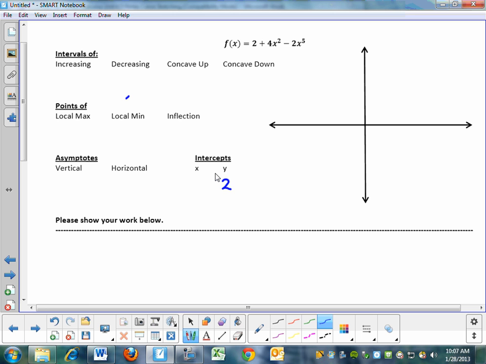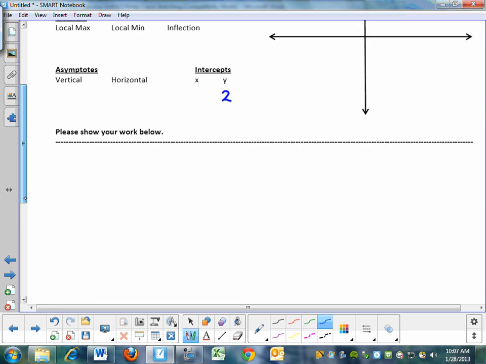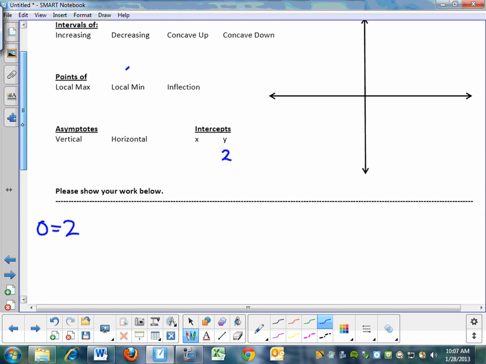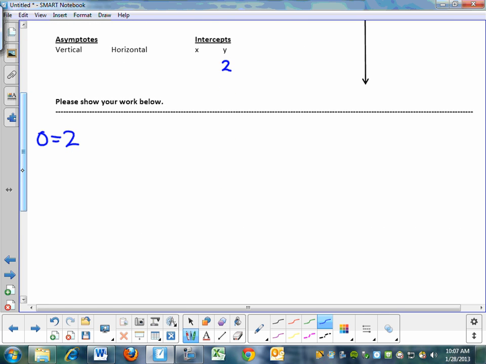How do we find the x-intercept? Plug in 0 for the function value. And we get 0 equals 2 plus 4x squared minus 2x to the fifth. Now, I want you to know that we currently can't solve that.